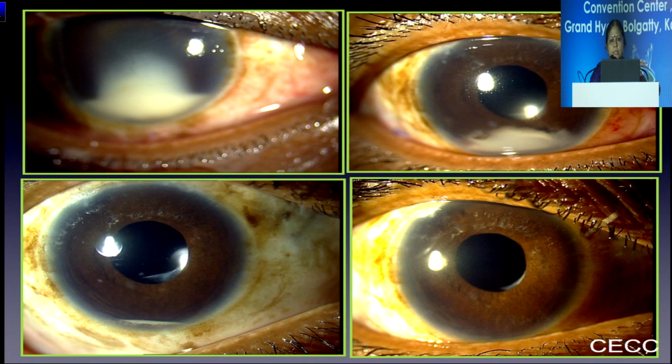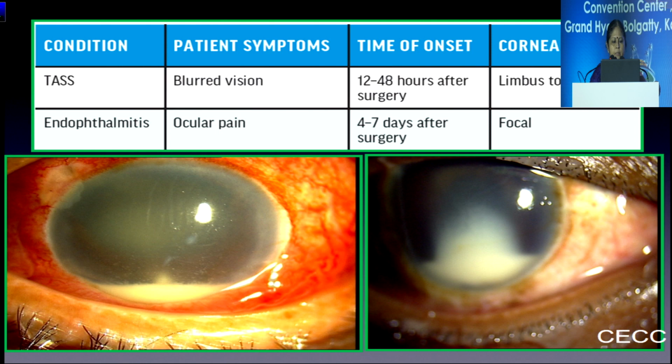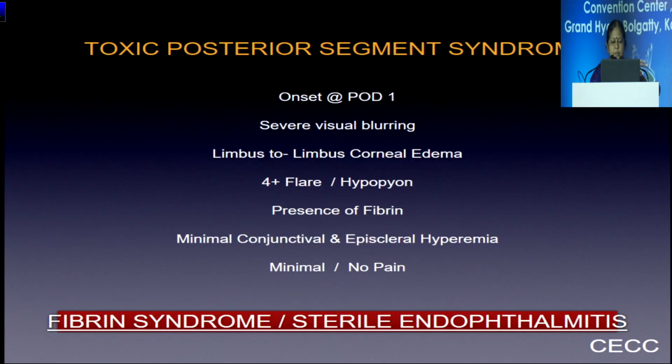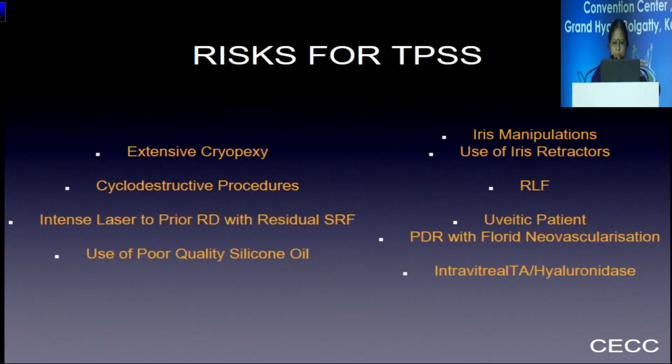This is one of my patients with TASS. The silicone oil was in situ; he had undergone a complicated vitrectomy for a retinal detachment with proliferative vitreoretinopathy. It tends to occur on the first postoperative day itself with limbus to limbus corneal edema and a lot of fibrin in the anterior chamber. This is called the toxic posterior segment syndrome. Previously we called this for several years the fibrin syndrome or sterile endophthalmitis. The onset is usually on the first postoperative day with severe visual blurring, absent conjunctival congestion, usually no pain, and presence of plenty of fibrin in the anterior chamber.